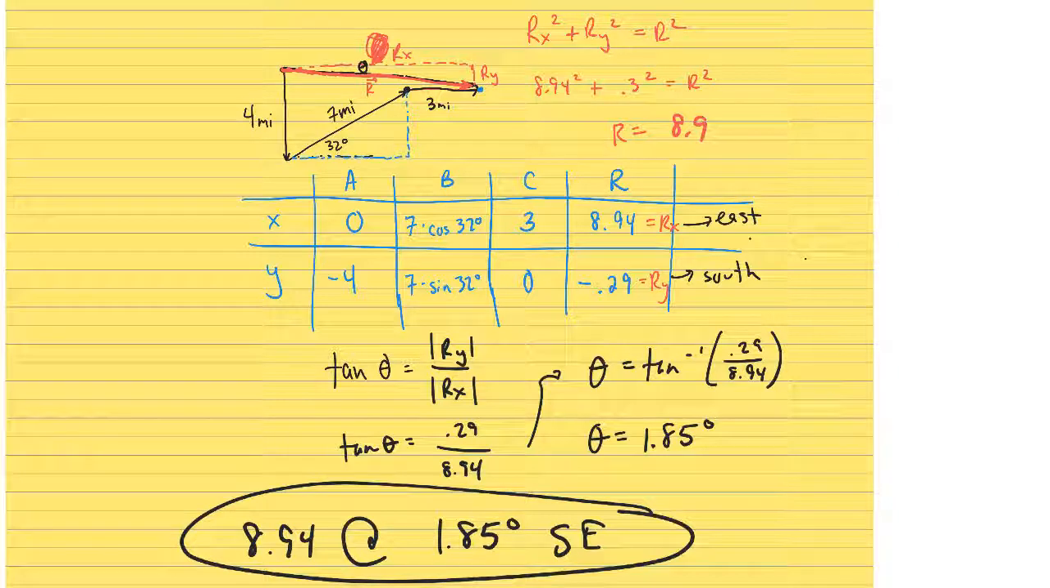How did we get 8.94? That's what I just heard from you guys. You said that this was 8.94. It didn't really change. Nice. How'd you get the angle? At the end, I put in negative tan inverse of 0.29. Inverse? Yeah, second.